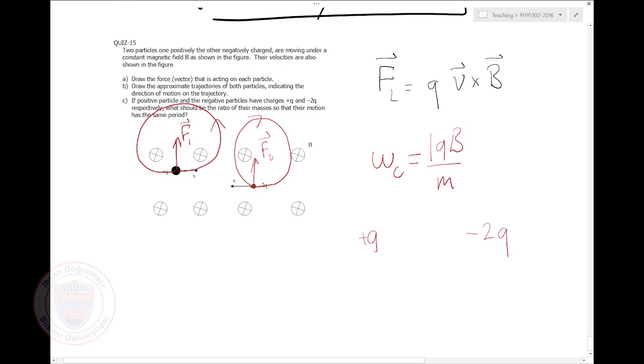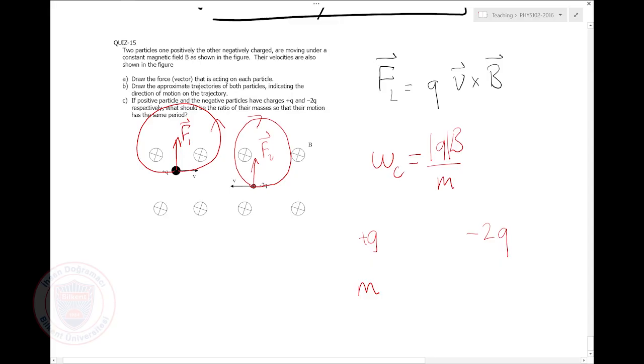Here, the important thing is, of course, it's always the frequency. I always can take it to be positive. The ratio of the masses should be, if plus Q particle has mass M, the 2Q particle should have mass 2M, because it's the Q over M ratio that actually determines what your cyclotron frequency or the period of the motion is. Okay?